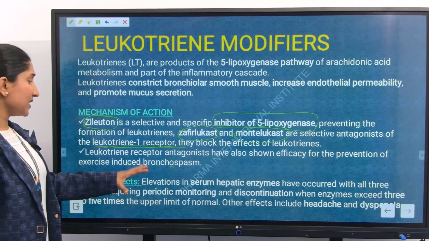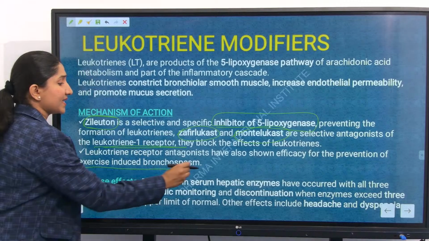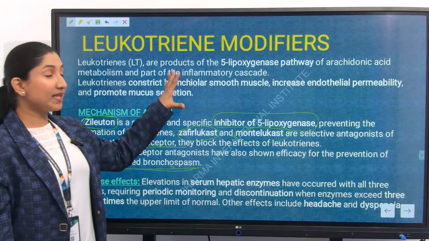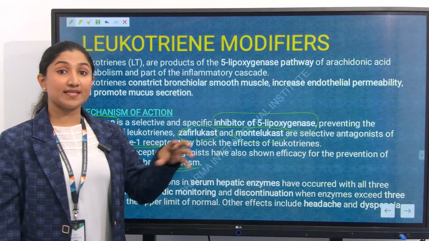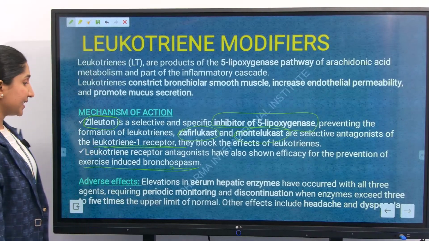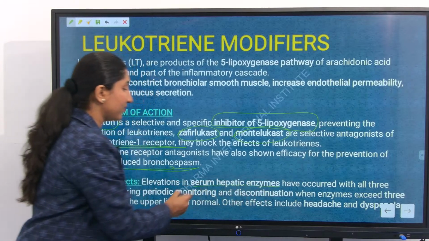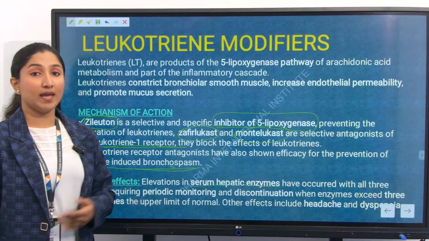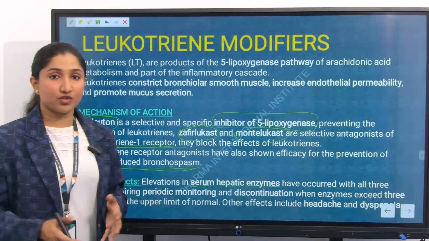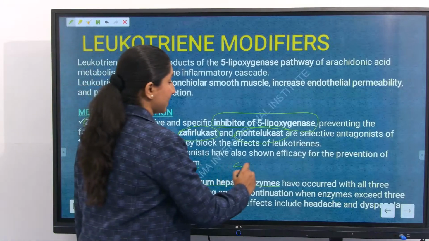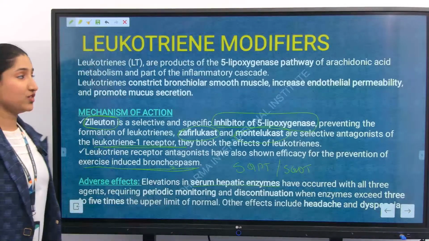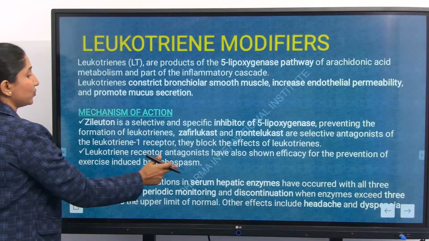These agents can also be used in exercise-induced bronchospasm; leukotriene antagonists can be beneficial there as well. But mainly their action is anti-inflammatory. Now, what is the side effect profile of these drugs? Basically, they can cause elevation of hepatic enzymes. So if you are using them continuously for long periods, it is advised that you monitor liver function, to see whether hepatic enzymes like SGPT and SGOT are increasing, and adjust the dosing. Okay, that is about the leukotriene modifiers.